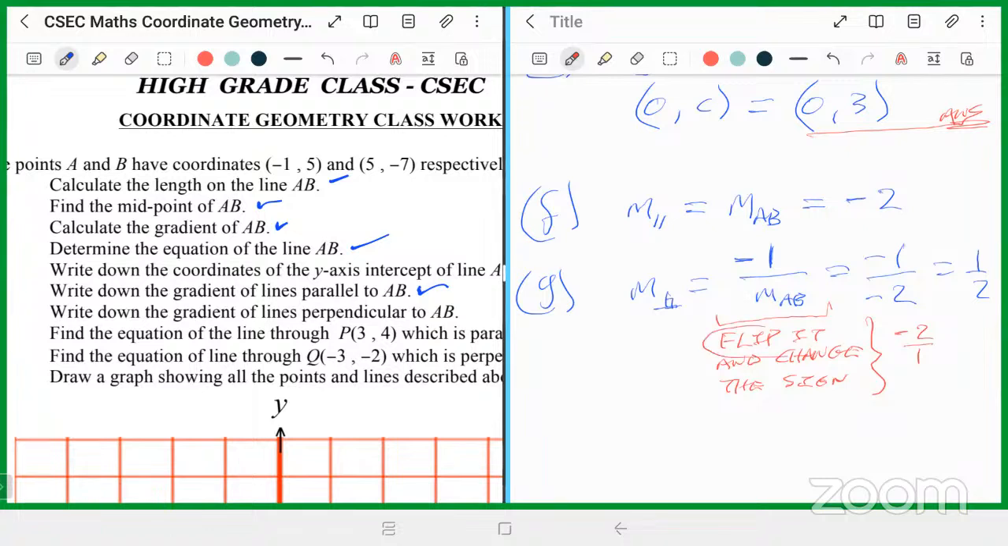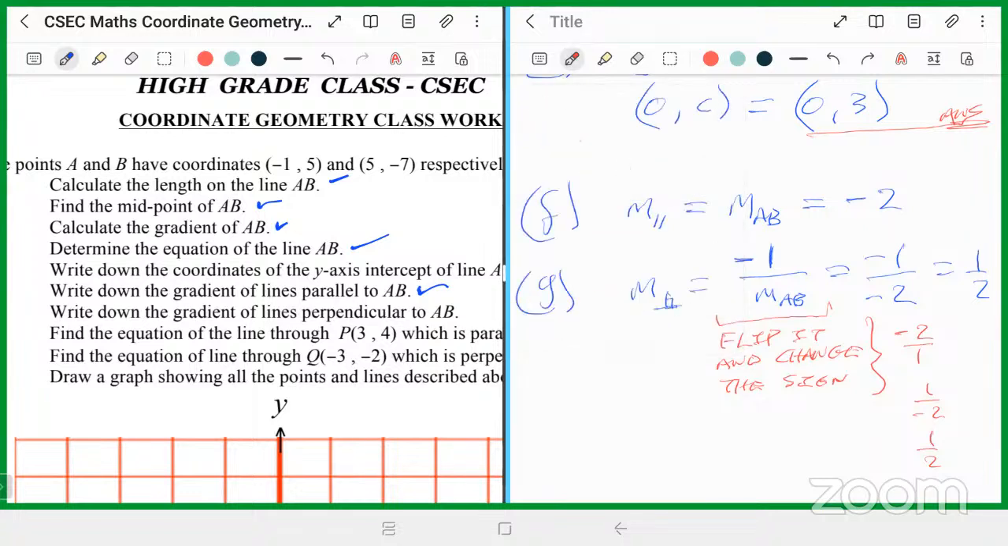So when I flip it first, it becomes 1 over -2. That's a negative value. And then I have to change the sign next. Change the sign of 1 over -2, it becomes a positive 1 over 2. And so that is the same way that we could get the half. Flip the one that you have and change the sign. Any way you want to look at it, any way you want to do it, the gradient is a half. That is the answer right there for the perpendicular gradient.